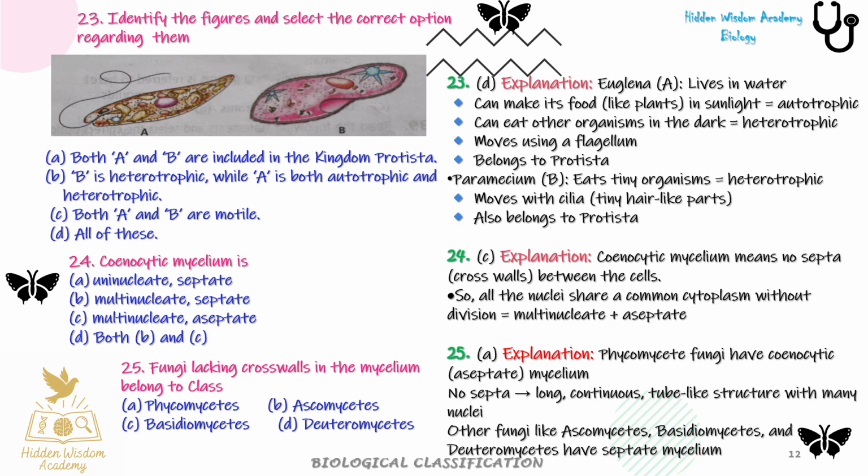24. Cenocytic mycelium is. Option A, uninucleate, septate. Option B, multinucleate, septate. Option C, multinucleate, aseptate. Option D, both B and C. Explanation: Cenocytic mycelium means no septa, cross walls, between the cells. So, all the nuclei share a common cytoplasm without division, that is multinucleate and aseptate. So, option C is the correct answer.